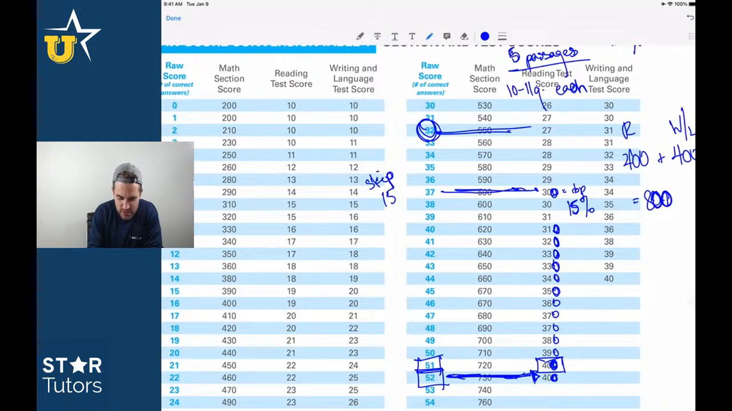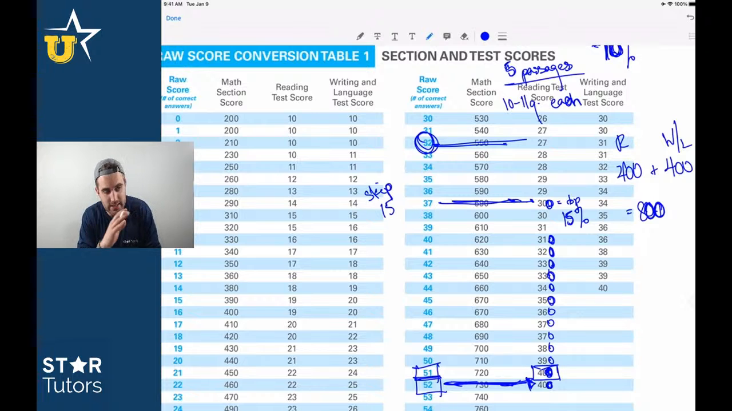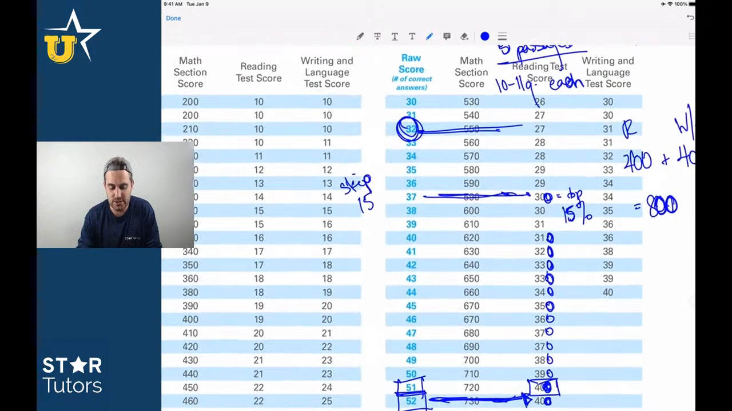Watch how crazy this is, as Adrian alluded to. It's just so critical at every level of the test that you approach it this way. If there's 10 to 11 questions per passage on the reading section, that means generally this is the 32 question mark on reading. 32 out of 52 means you got 3 passages done.